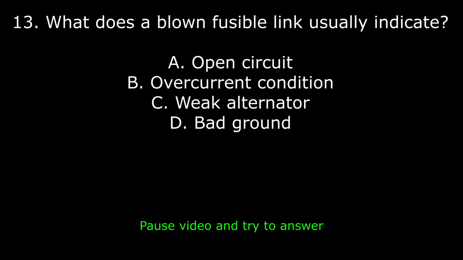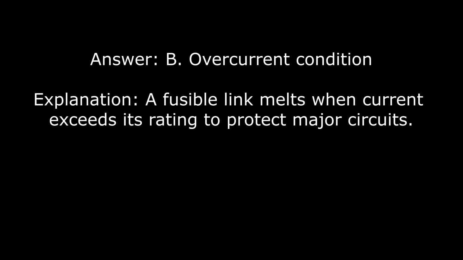13. What does a blown fusible link usually indicate? A. Open circuit. B. Overcurrent condition. C. Weak alternator. D. Bad ground. The answer is B. Overcurrent condition. Explanation: a fusible link melts when current exceeds its rating to protect major circuits.